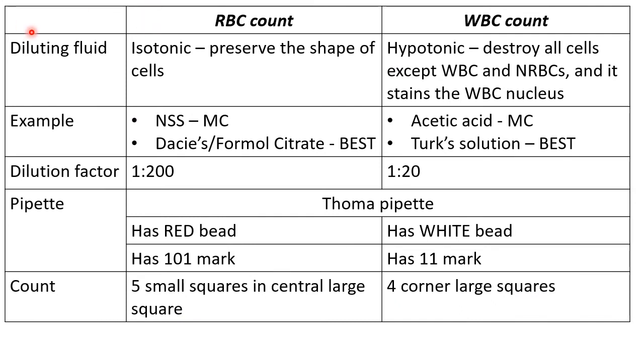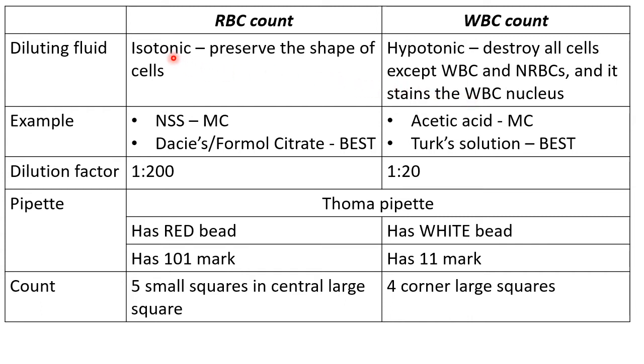And then for this part, i-differentiate natin the techniques on how to count the RBC and WBC using the Neubauer counting chamber. So, in terms of diluting fluid, different type dapat ang para sa WBC and RBC. Sa RBC, dapat isotonic fluid to preserve the RBC membrane. Okay? Sa WBC count, hypotonic fluid dapat. In hypotonic fluid, it can burst all the cells except your WBC and NRBCs. No? And some of the hypotonic diluting fluid can stain well the WBC nucleus. Therefore, mas easy mo silang ma-identify under microscope.